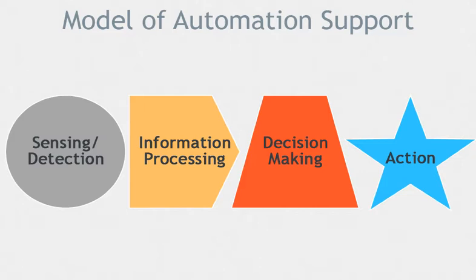What you need to know as a designer is, can the user group sense or detect the information we want them to, process the information, make a decision based on it, and then complete the necessary action.